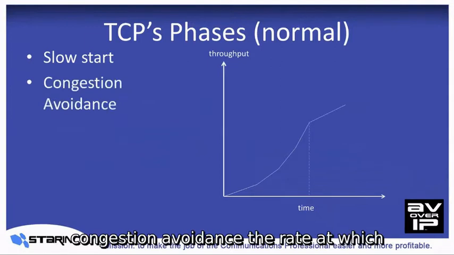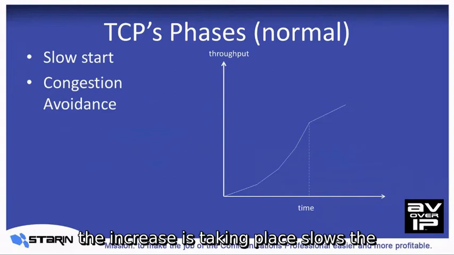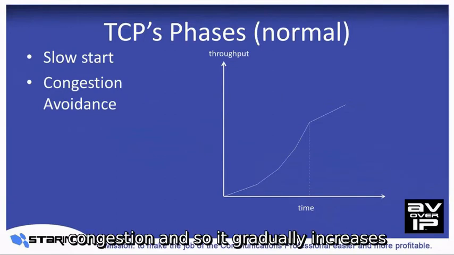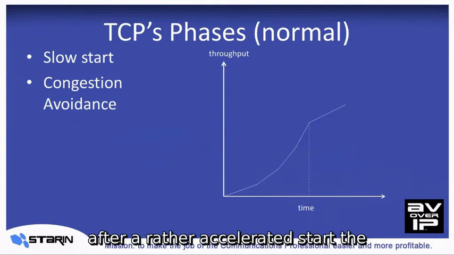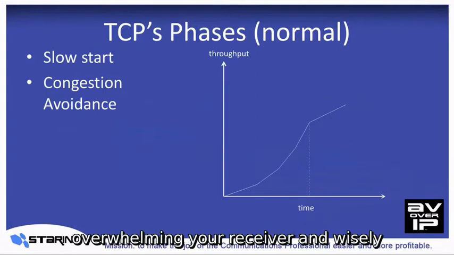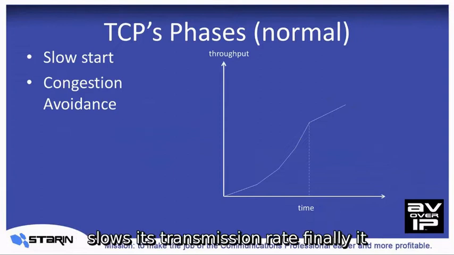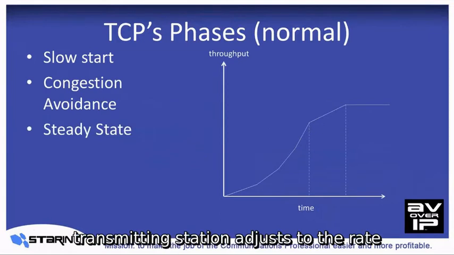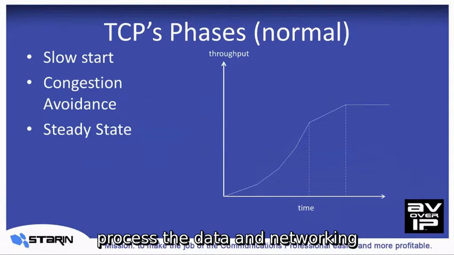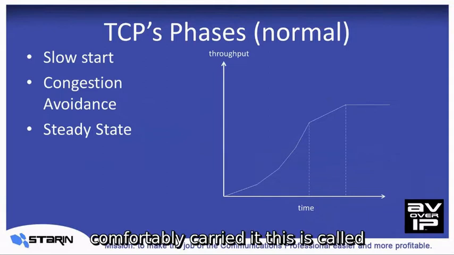In the next phase, called congestion avoidance, the rate at which the increase is taking place slows. The idea is that it wants to try to avoid congestion, and so it gradually increases after a rather accelerated start. The sending TCP assumes that it's near to overwhelming the receiver and wisely slows its transmission rate. Finally, it arrives at the point where the transmitting station adjusts to the rate that the receiver can comfortably process the data and the network can comfortably carry it. This is called steady state.